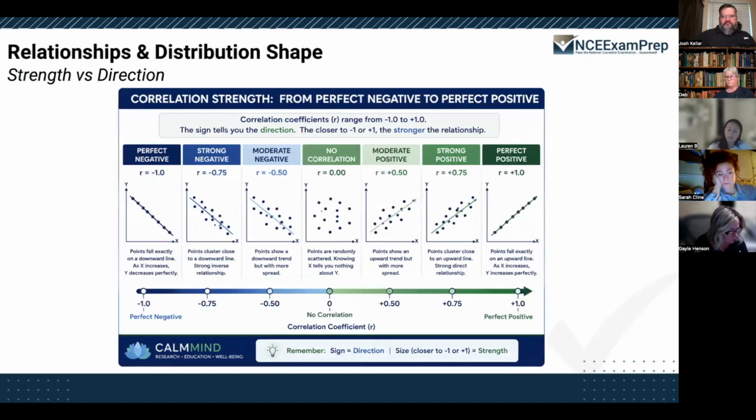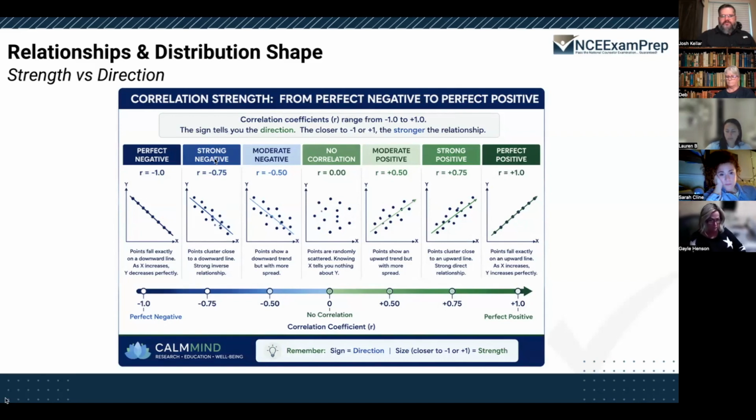Maybe it will help to see a comparison chart. So hopefully this isn't too small. But here we can look at both the correlation strength as well as the direction. So we're moving all the way from a perfect negative. You see how predictable this is? Those scatter plots are always falling on the line. Every time X increases, Y decreases. So we're moving up on the x-axis and down on the y-axis perfectly. R equals -1.0, perfect negative.